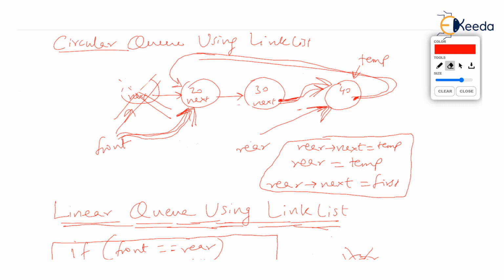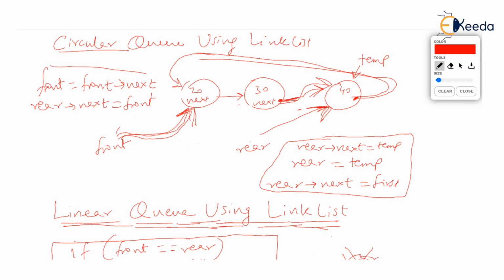I hope you are understanding it, isn't it? So, what are the statements to delete? You will say front becomes front arrow next, so front will move to the next node. And you will say rear arrow next, that is the last node's next, should become equal to the new front. It should point to the new front node. So, just execute these two lines again on the queue.